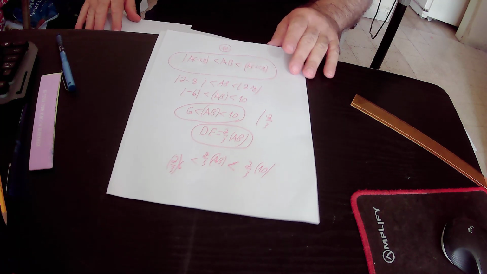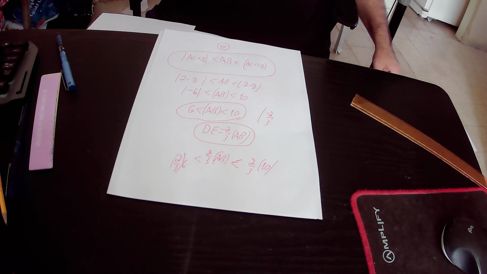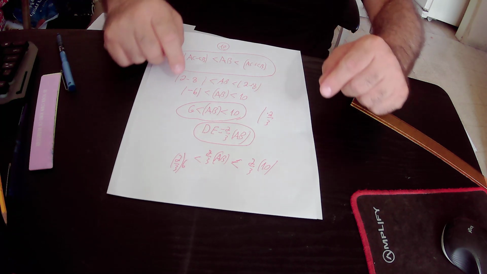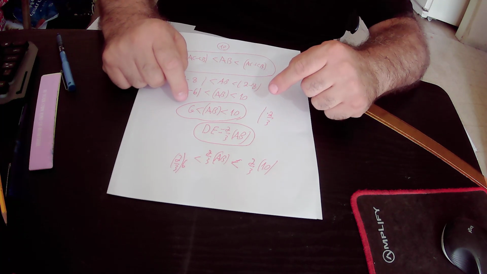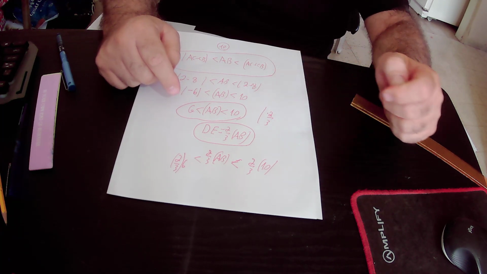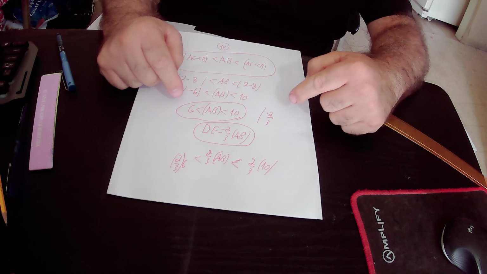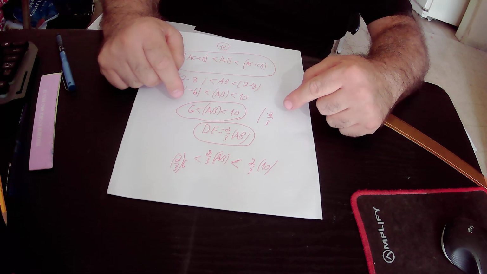What is the absolute value of any number? The absolute value of any number is the distance of the number from 0. The distance of minus 6 from 0 is 6 units, so the absolute value of minus 6 is 6. So we got that AB is greater than 6 and it is smaller than 10. So here we will multiply this inequality by 2/3.